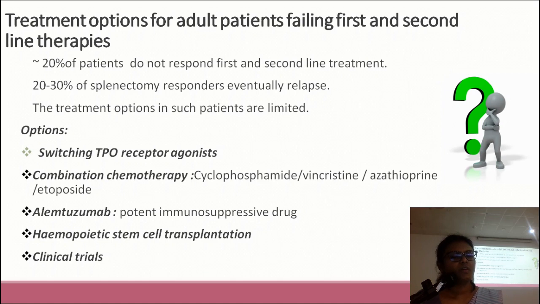We can switch from one TPO receptor agonist to the other, which is sometimes effective. Combination chemotherapies are again toxic because of the immunosuppressive effect. Alemtuzumab is again a potent immunosuppressive drug used in T-cell lymphomas and as a lymphodepleting agent in conditioning treatment prior to bone marrow transplant. Hematopoietic stem cell transplant is the last option, and clinical trials. We don't have clinical trials here; in other countries, if available, patients can enroll.